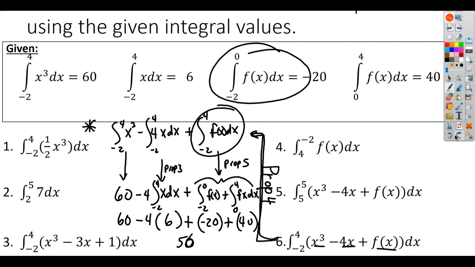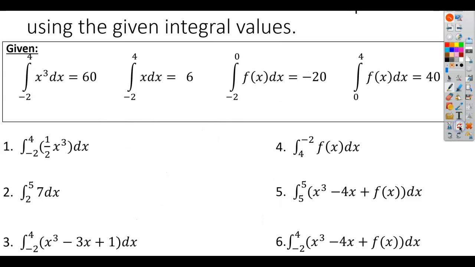And then we go ahead and replace this piece with 6, this piece with 20, and this piece with 40. Then we just have to do all our math and combine those numbers together, and we end up with 56 as the final answer. So I used property 4, property 3, and property 5. Got our final answer. So those are properties of integrals there.